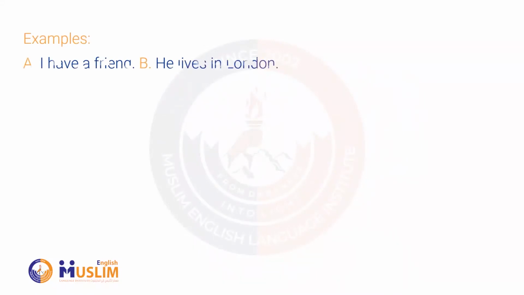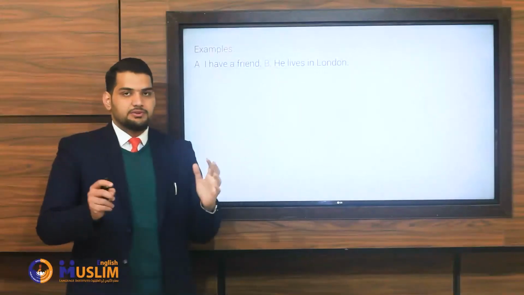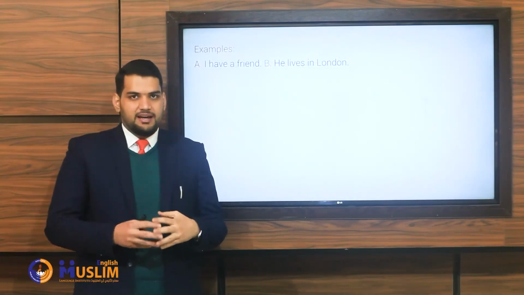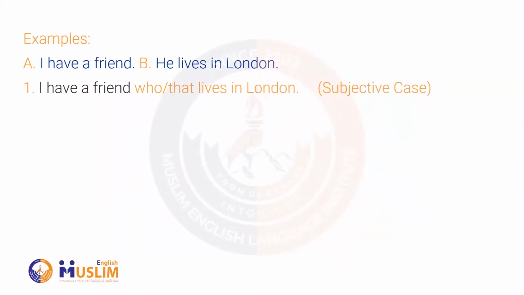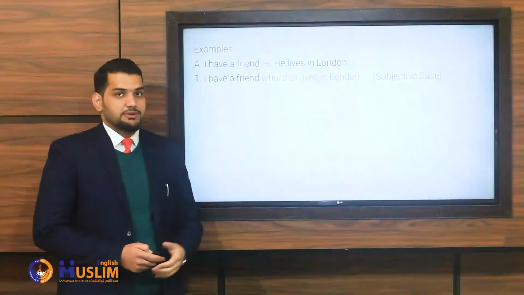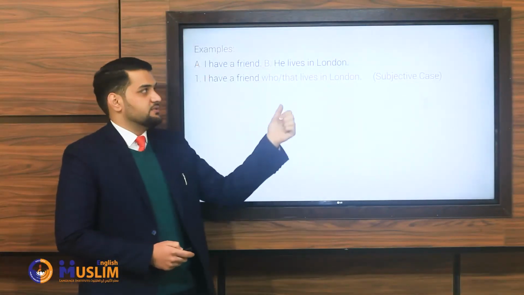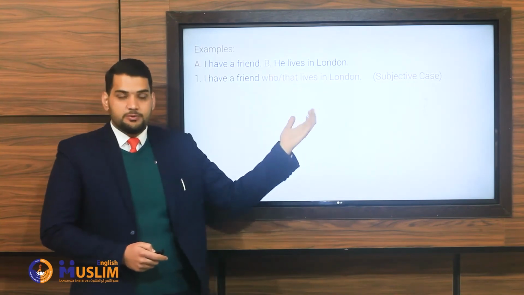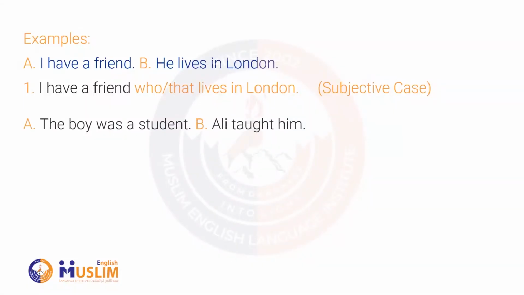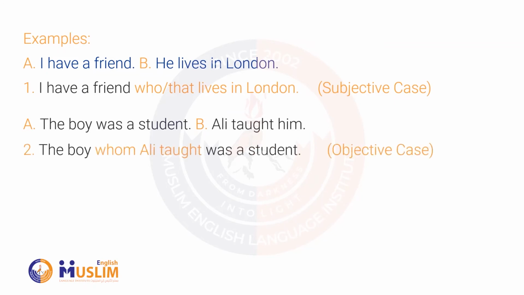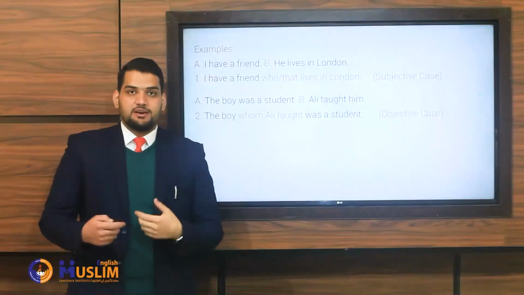Let's make some examples. I have a friend, he lives in London. There are two clauses, I can combine them. I can simply say, I have a friend who or that lives in London. So it is the subjective case because it is used instead of he, which is a subjective pronoun. Number 2, the boy was a student, Ali taught him. You can say, the boy whom Ali taught was a student. It's used in objective case.